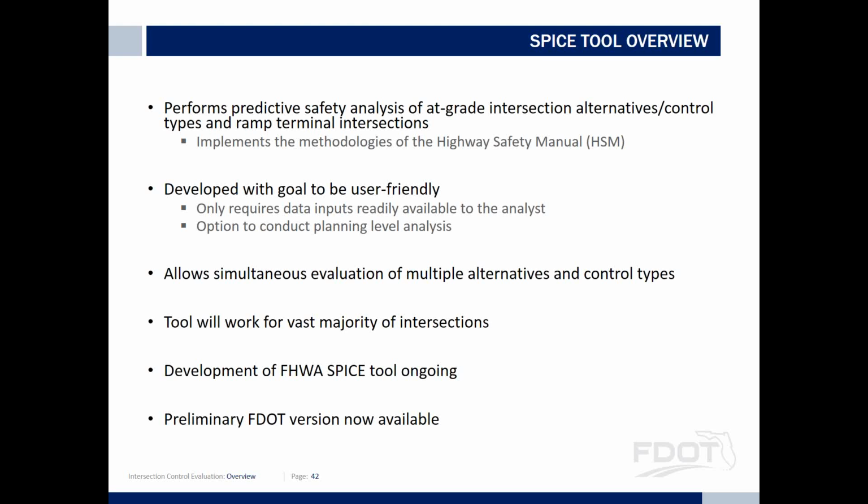But what you're going to see with this tool is more user friendly. It's not a black box. There are a lot of formulas that interact with each other based on the input, but it's a straightforward process. If you understand the Highway Safety Manual, safety performance functions, and how crash modification factors are applied, you shouldn't have any problem with this spreadsheet. It allows simultaneous evaluation of all the alternatives. You don't have to go to each alternative and do it; it's going to give it to you right away.